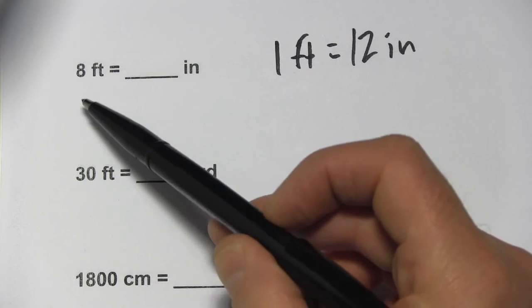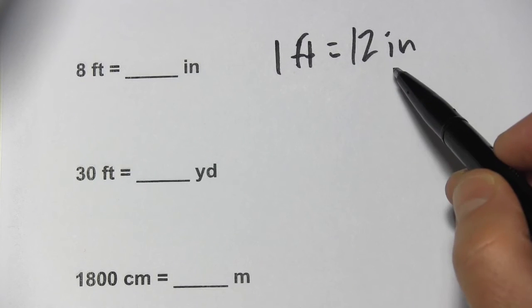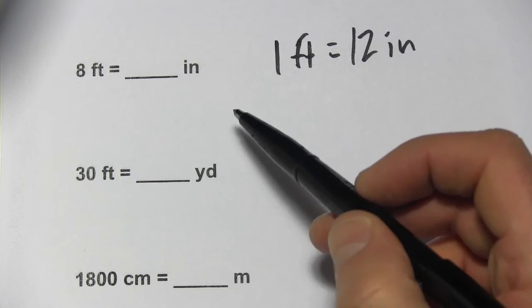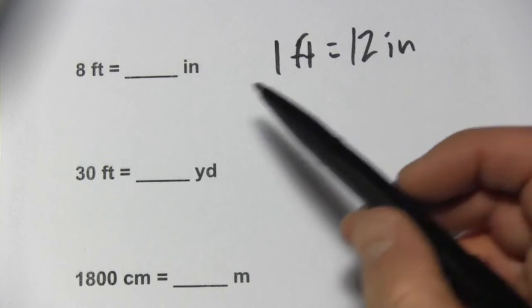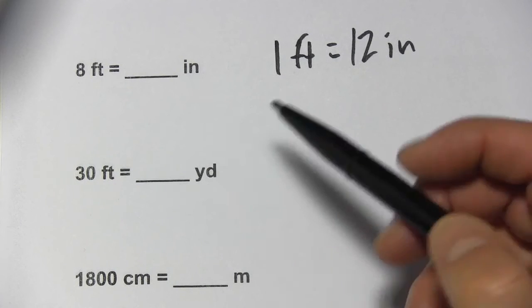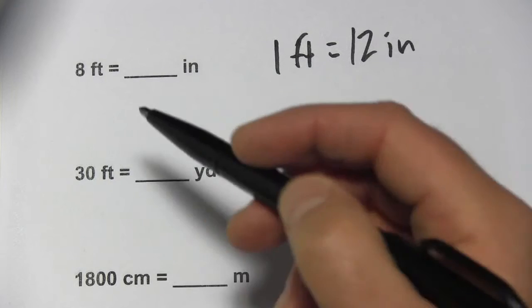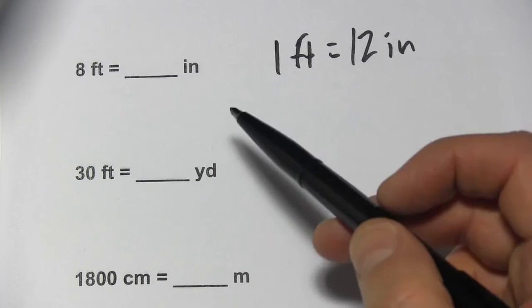And you might know that if I have 8 feet, I'm going to multiply by 12 to get inches. But you might not know that. How do you know you have to multiply? Well, if you ever get confused about whether you're multiplying or dividing, there is a foolproof method for this. It involves fractions, but it's really not that hard.